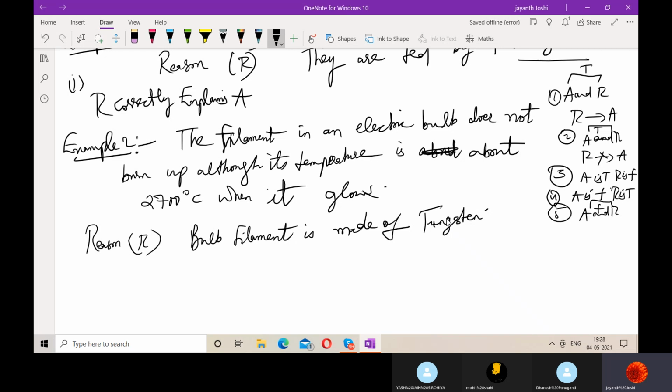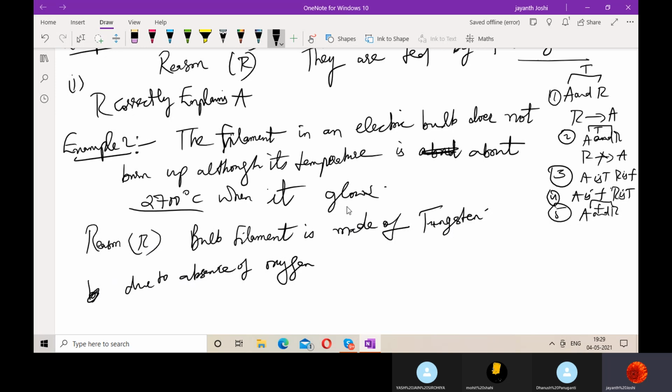The filament in an electric bulb does not burn up although it has a very high temperature. The reason why it happens is that despite having a very high temperature, the bulb does not get burnt because of the absence of oxygen. Because of the absence of oxygen, the bulb does not burn.